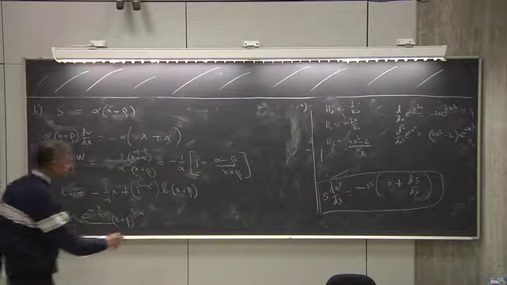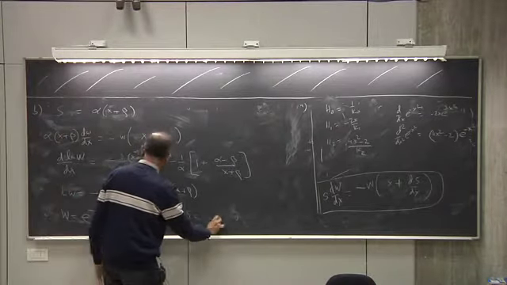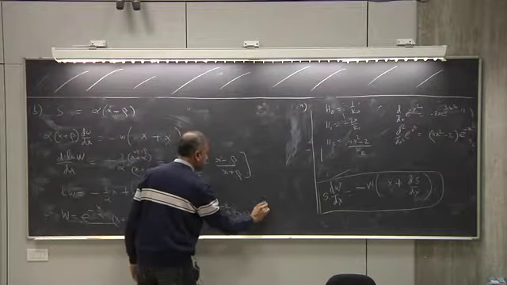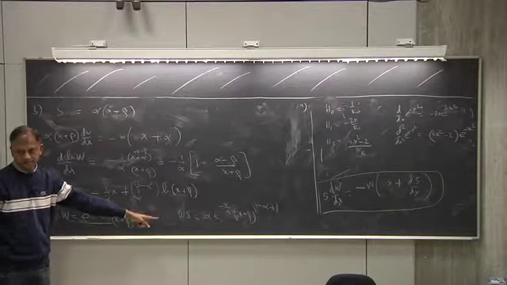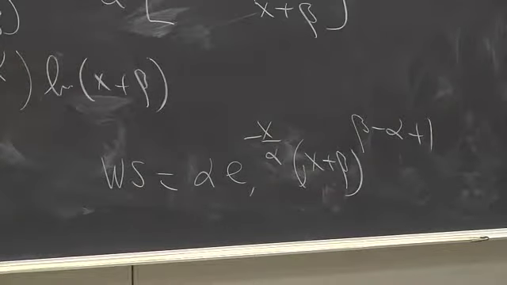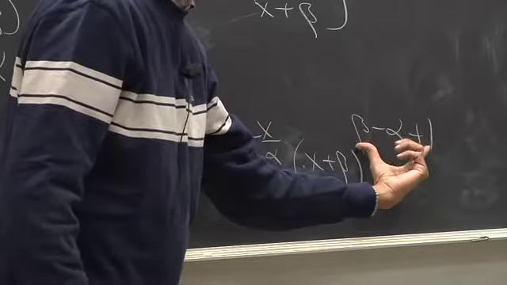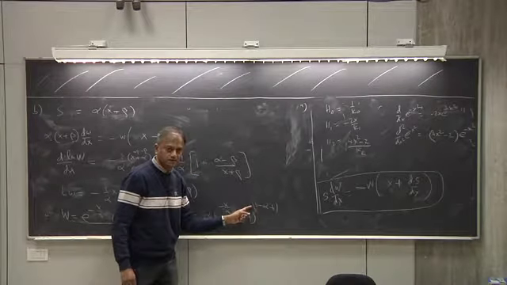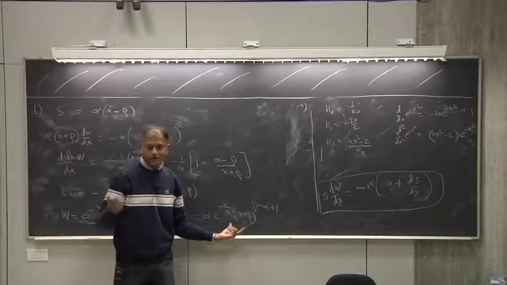So what is W times S? Just multiply this with that. Up to a constant it is e to the minus x by alpha times (x plus beta) to the power of beta minus alpha plus 1, because this times that gives you beta minus alpha plus 1. And you want this to vanish at the two endpoints. At one endpoint, if x equal to minus beta, this will vanish, provided this power is positive. But that's all. You can only find one point.